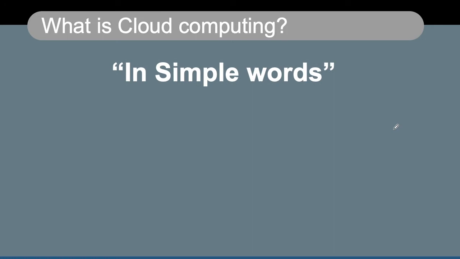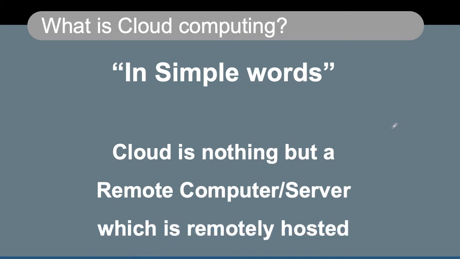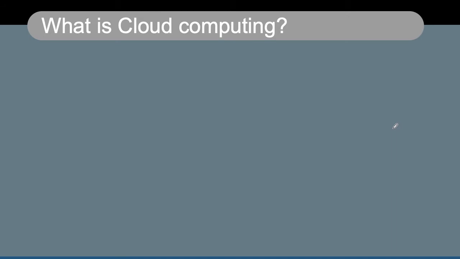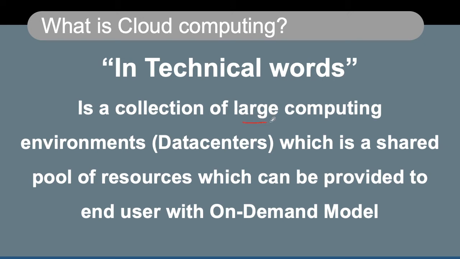So in simple words, cloud is nothing but a remote computer or server which is remotely hosted. However, when we want to understand a technical definition, it is a collection of large computing resources, typically called data centers, which are a shared pool of resources provided to the end user using an on-demand model. So users can provision these resources as and when required and pay only for the resources they use in a given time.